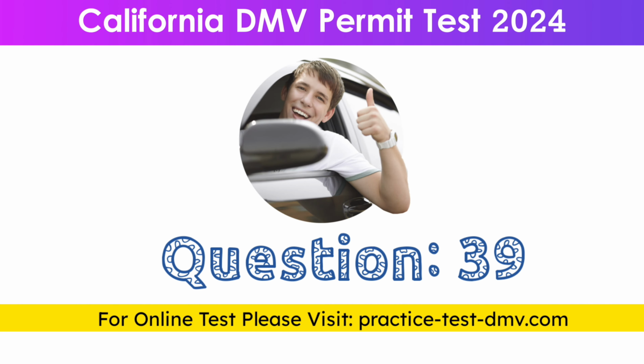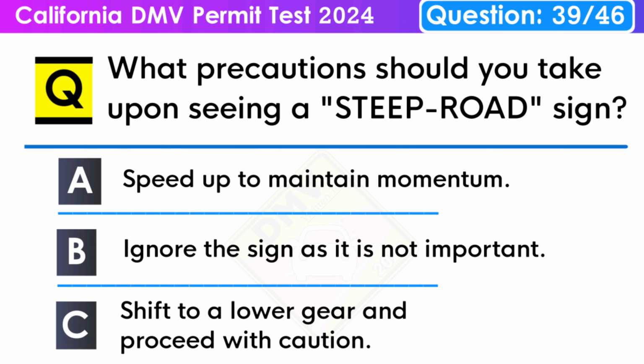Question 39. What precautions should you take upon seeing a steep road sign? A. Speed up to maintain momentum. B. Ignore the sign as it is not important. C. Shift to a lower gear and proceed with caution. Correct answer: C. Shift to a lower gear and proceed with caution.